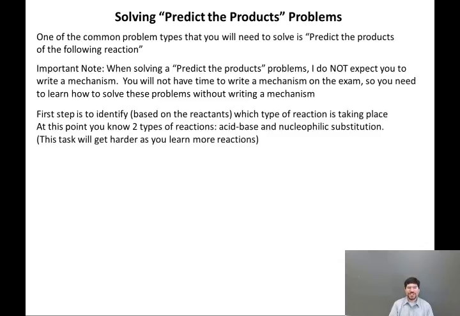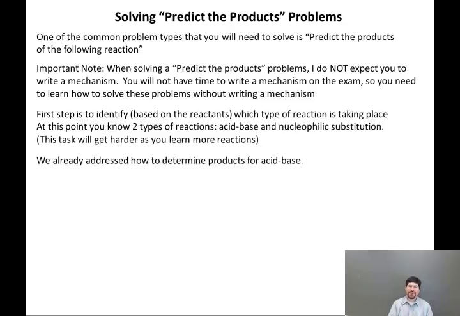The first step is to identify, based on the reactants, what type of reaction is taking place. Up to this point in the course, you know about two reactions: acid-base reactions and nucleophilic substitution reactions. To solve a predict the products problem, you have to be able to tell me which one is taking place from looking at the reactants. And this task is actually going to get more challenging as we move further through the course and we add more reactions to our toolbox for you to keep on top of.